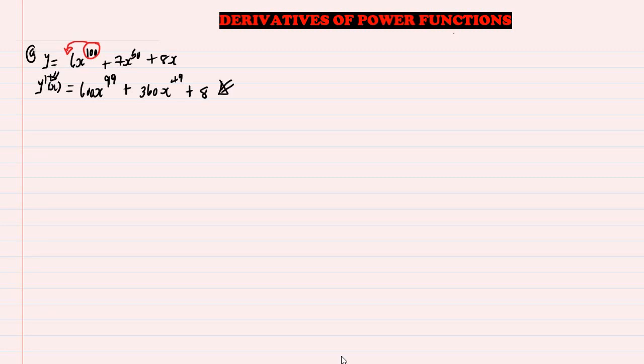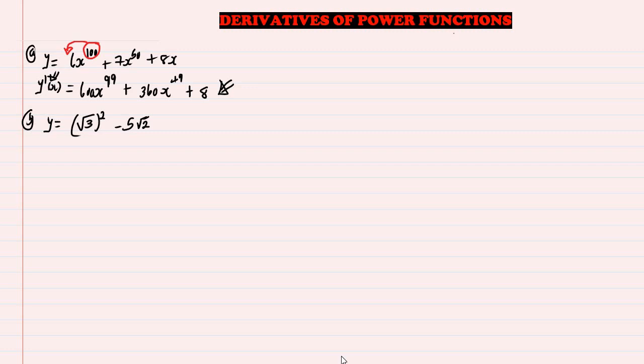Okay, so this is the answer. Easy, right? No problem. Let's take a look at another example. So this is example B. y equal to the square root of 3 raised to the power of 2 minus 5 multiplied by the square root of 2. Now guys, how can we take the derivative of this?